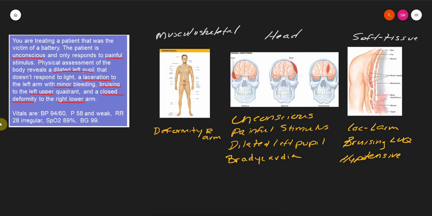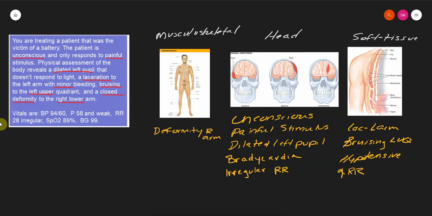Respiratory rate 28 and irregular. Now the increased respiratory rate, that definitely falls into my parameters of shock and compensation, but the irregularity, that's what throws me off. So in this case here, my increased respiratory rate would fall here, but the irregular component of my respiratory rate falls into the head category.